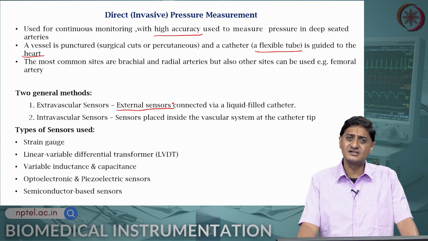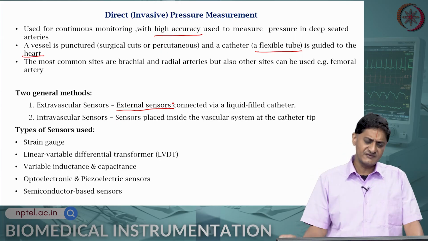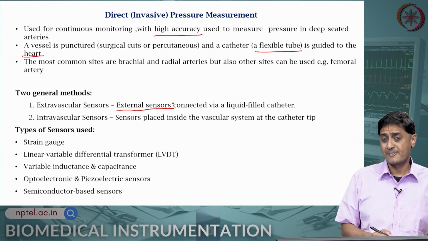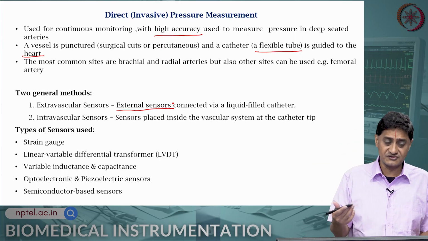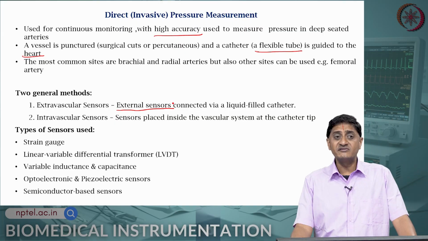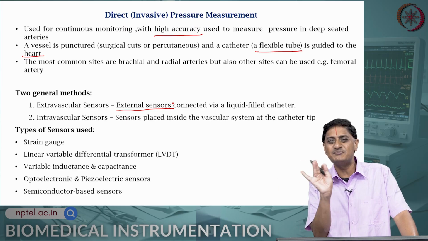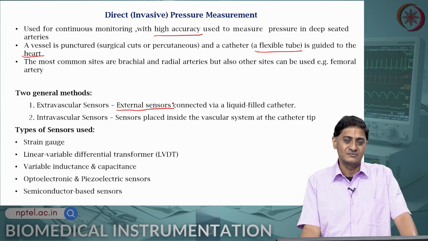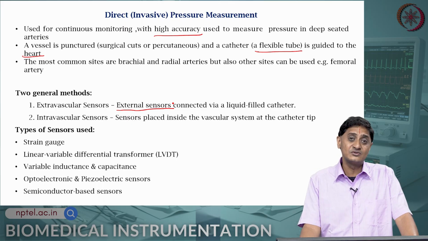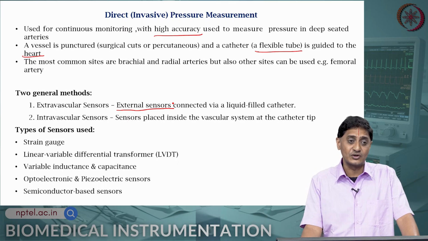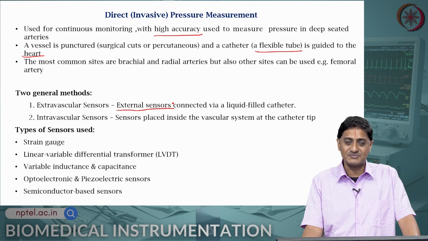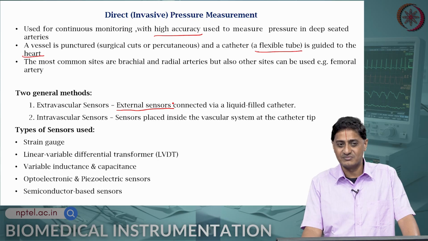What are the types of sensors that are used? Strain gauges, various types of strain gauges are there: foil strain gauges, piezoresistive strain gauges. And in one of the previous classes, we also discussed the linear variable differential transformer. This is essentially a displacement sensor. These can be miniaturized to a great extent with the current technology. The other approaches are variable inductance and capacitance methods, so capacitive measures.